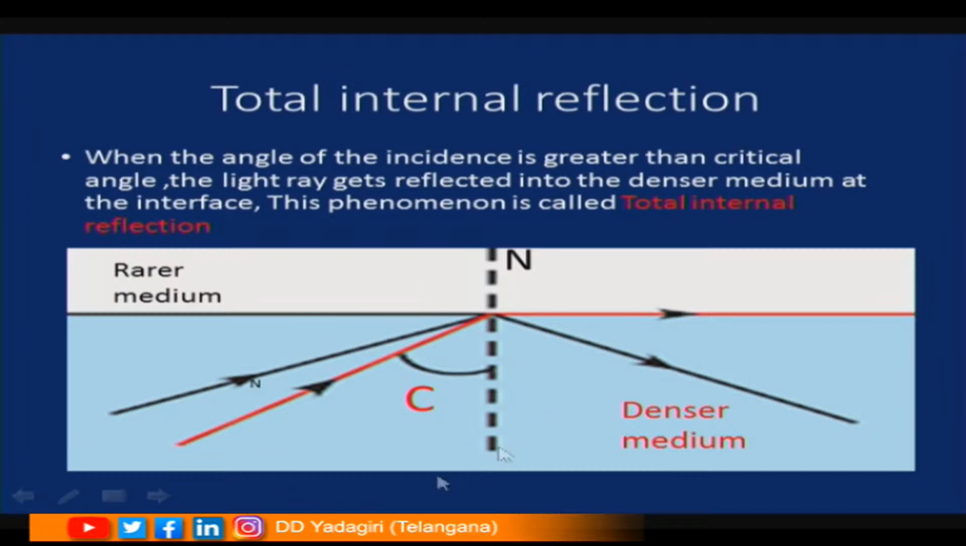See here, for angle of incidence C, the red color light is showing that the incident ray is at the critical angle. The refracted ray, the red color ray, is grazing along the surface, angle of refraction is 90 degrees. If we increase the angle, it again comes back. This is the diagram representing total internal reflection.